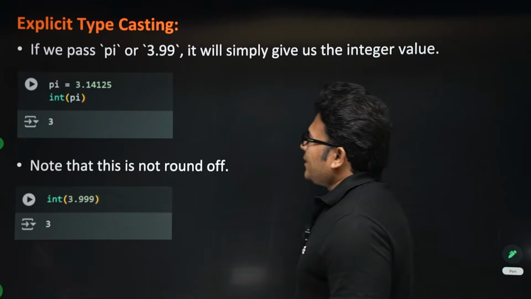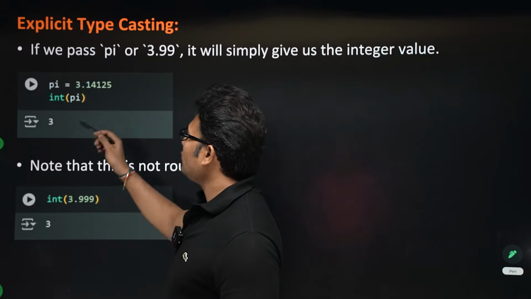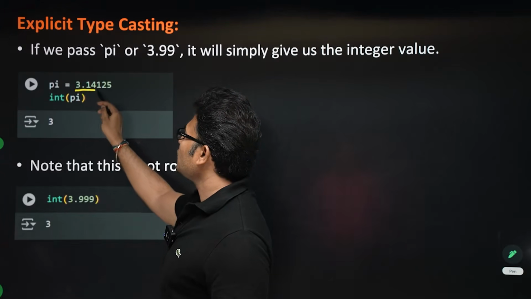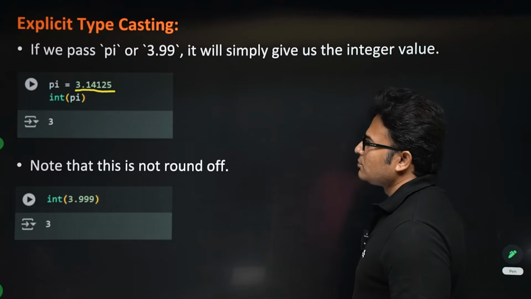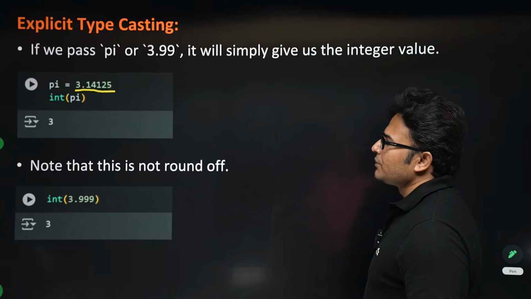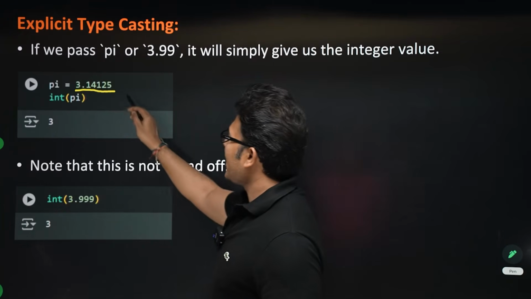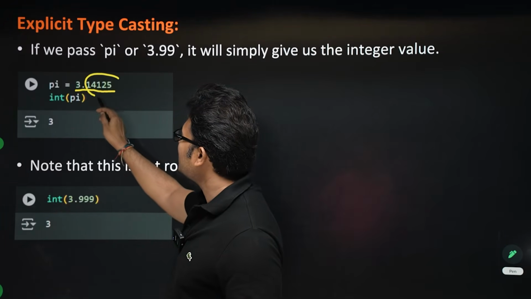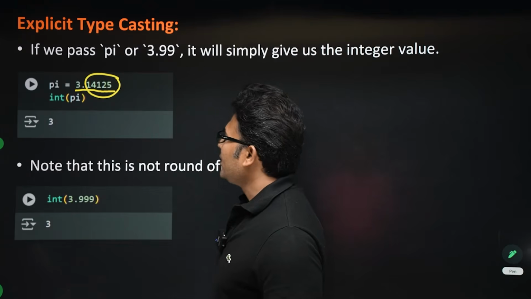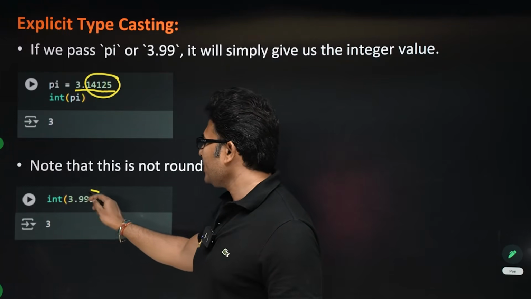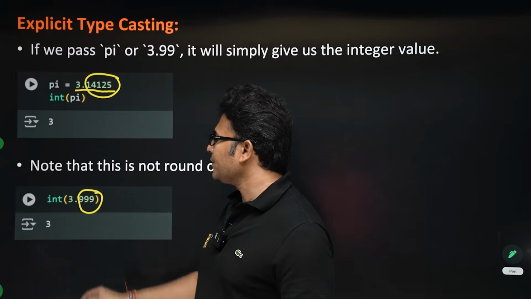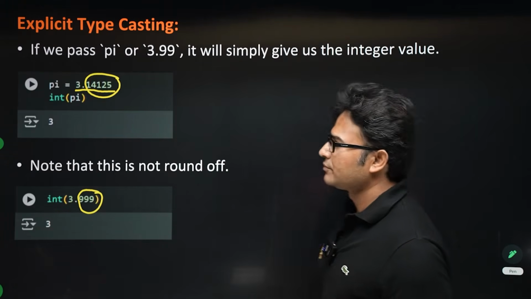Okay, right? And now if you have a number pi, 3.14125, now if you convert it into integer, then everything will be truncated. It is not rounding off, it is truncated, right? And here also 3.999, it will be truncated. Everything will be truncated. Okay.